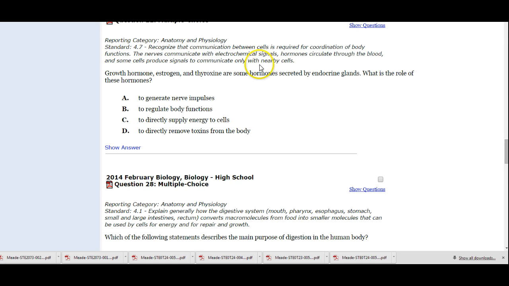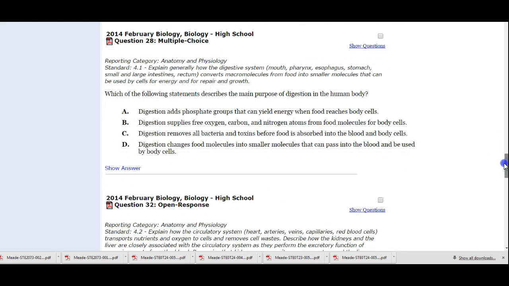Hormones we're going to get more into, but we talked about them quite a bit when we were going over the sex hormones. So that's all part of the endocrine system, which we will talk more about.